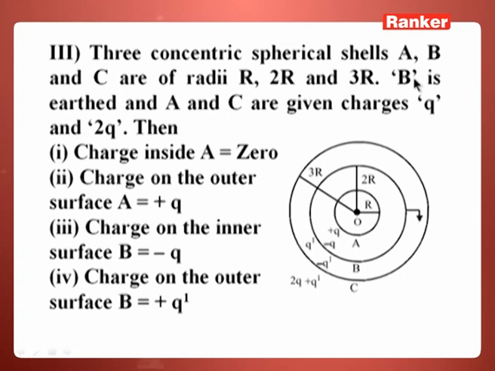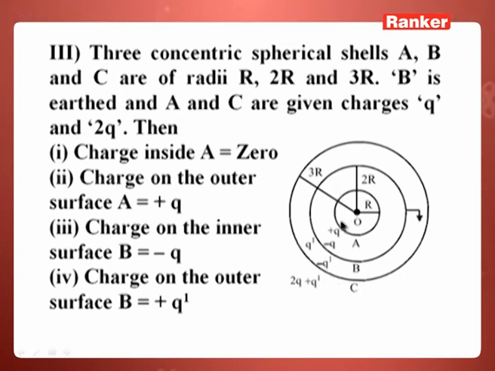Now the point here is B is earthed. That means the second spherical shell, the middle one, is now connected to the earth. And A and C are given charges Q and 2Q respectively. The charge on A is now plus Q. The charge on C, the outermost spherical shell, is given as 2Q.